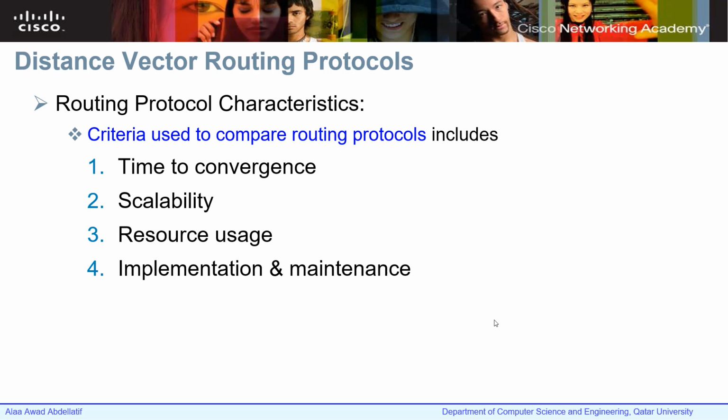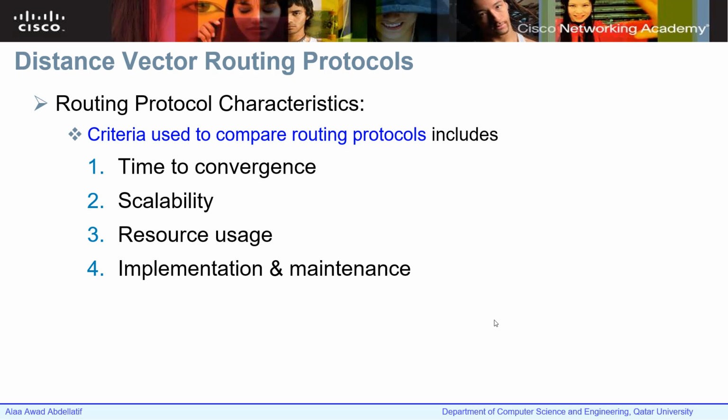Second is scalability. Scalability here means how this protocol will perform if the network size becomes larger. For example, some protocols work very well in small networks, but when the network becomes very large, the protocol performance will be bad. So how the performance is in large networks tells us whether this routing protocol is scalable or not. Scalable, it will perform well in a large network. Not scalable, it will perform badly in a large network and will perform well only in small networks.